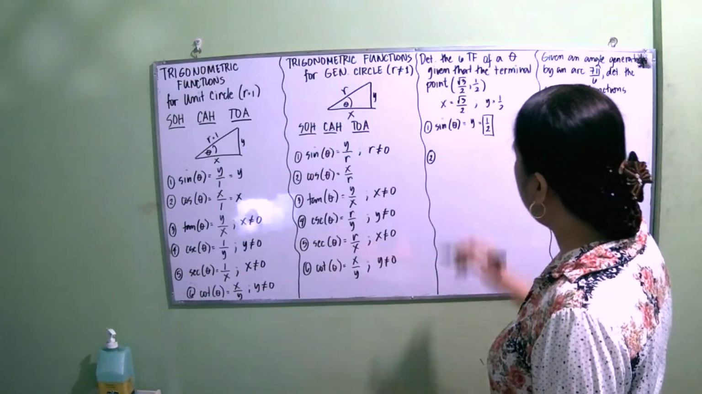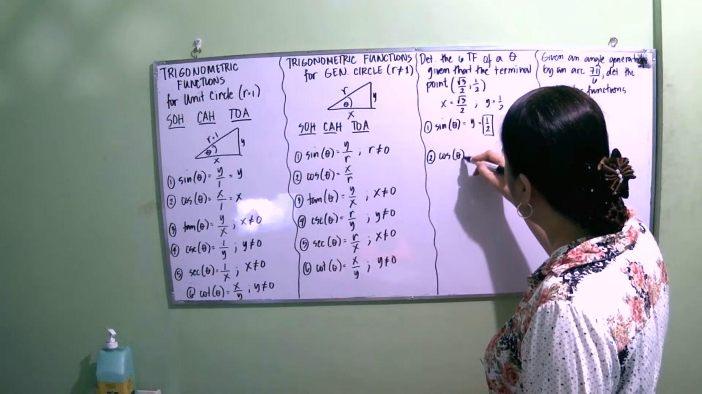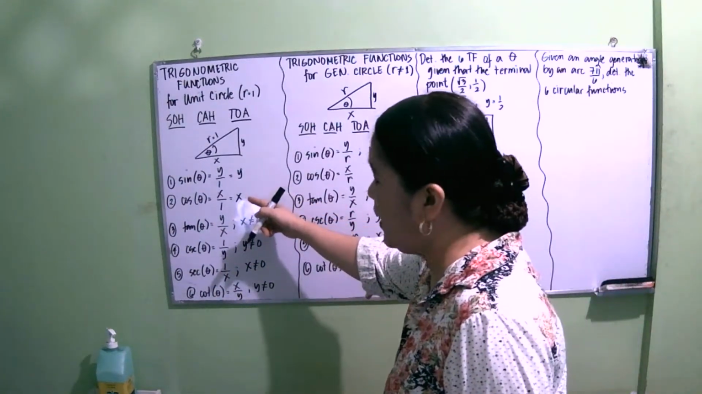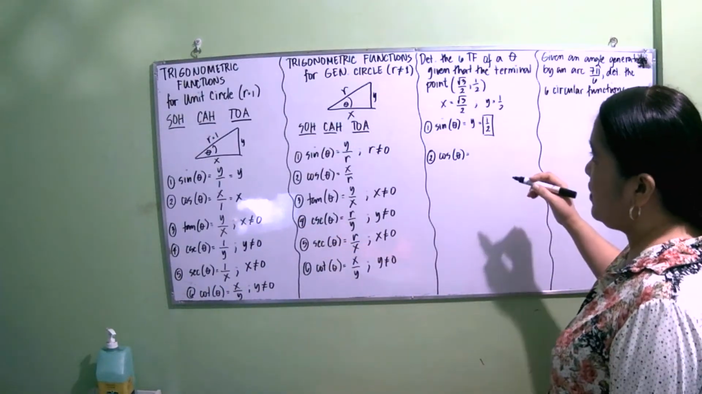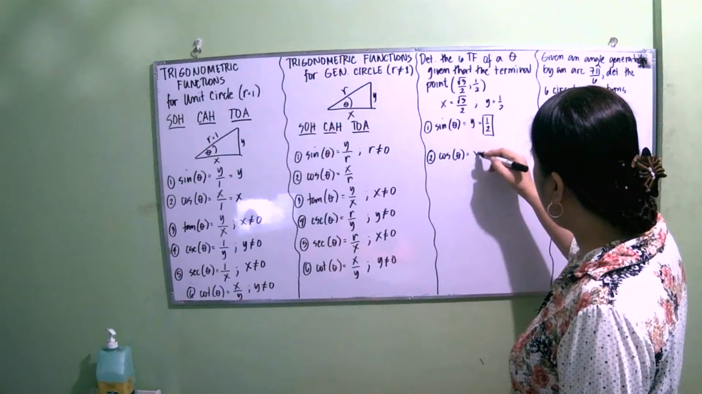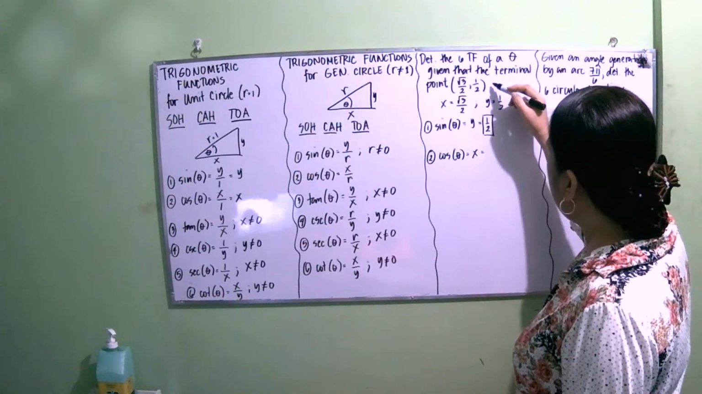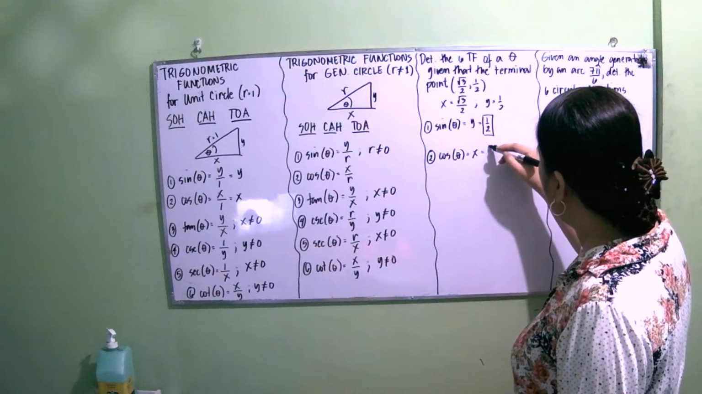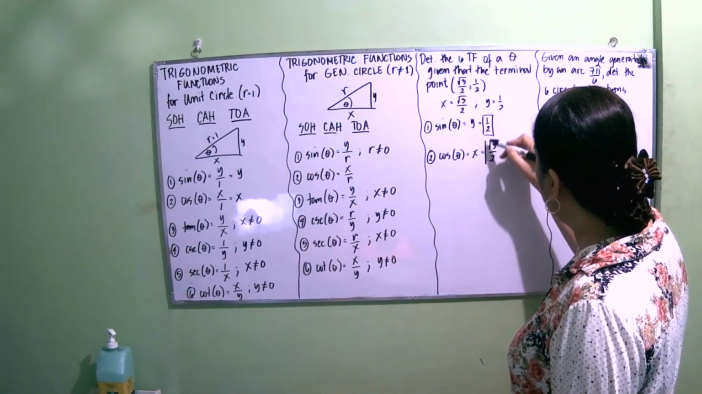Second, the trigonometric function. We have the cosine. Ito na. Dito na kayo tumingin para hindi na kayo mahirapan. Okay? Sabi natin, cosine function for unit circle is equal to x. Therefore, cosine theta for this terminal point will be square root of 3 over 2.